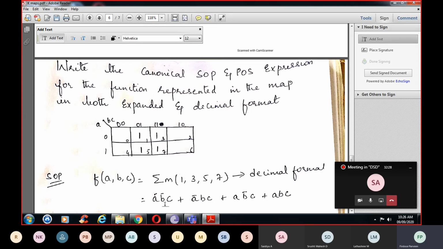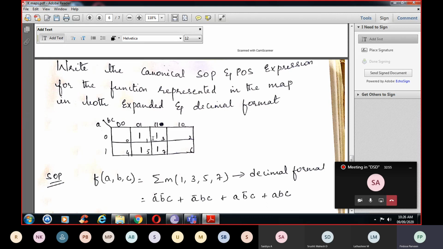And this is the SOP expression. So what is the SOP expression? For 1, if you want you can see this K-map and write it. If not, you should remember what 1 means: it is 0, 0, 1. For SOP, 0 means bar, and 1 means without bar. So 1 indicates 0, 0, 1, that is A bar, B bar, C.